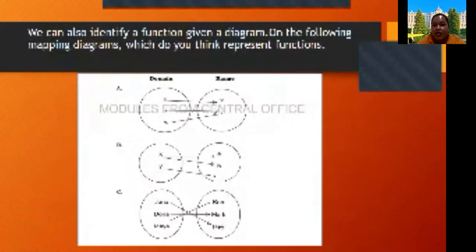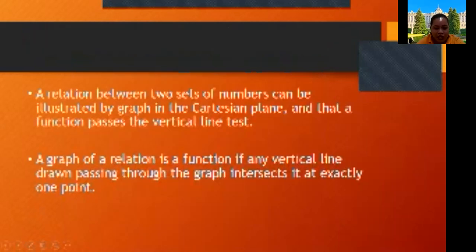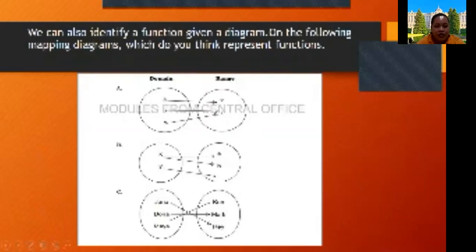Now, how about if the given are diagrams? So we can also identify a function given a diagram. On the following mapping diagrams, which do you think represents a function? Look at letter A. A corresponds to X, B corresponds to Y, C corresponds to Y. Although B and C correspond to one element only in the range, pero wala siya nagbalik-balik. A, B, C, wala siya nagbalik-balik. So therefore, letter A here is a function.